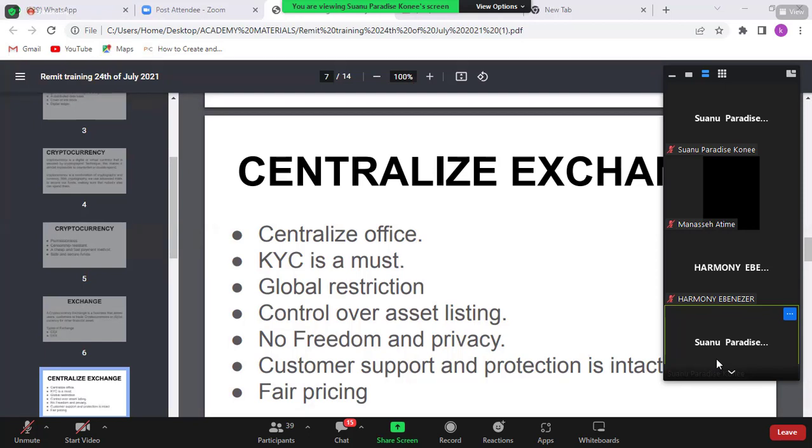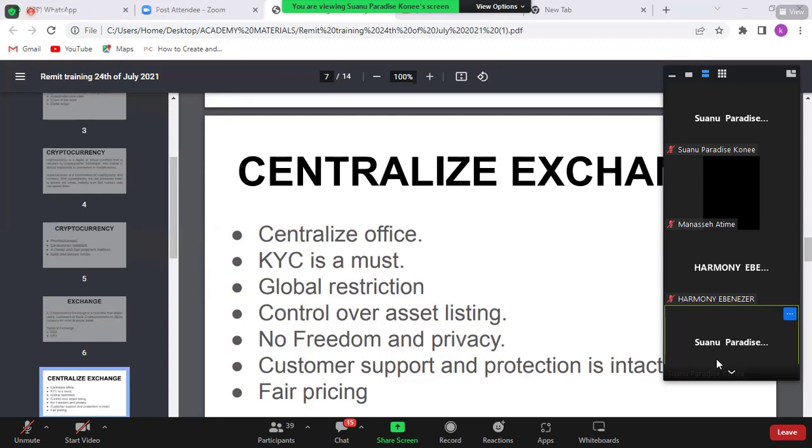Now, no freedom and privacy. When you are doing your KYC, you are bringing in your identity. When your identity is there, it means there is no freedom and privacy because your identity is there. But it is not a disadvantage, rather it is an advantage. Why? You are not coming to a centralized exchange to scam people. You are coming to trade, right? So KYC limits every form of scam.